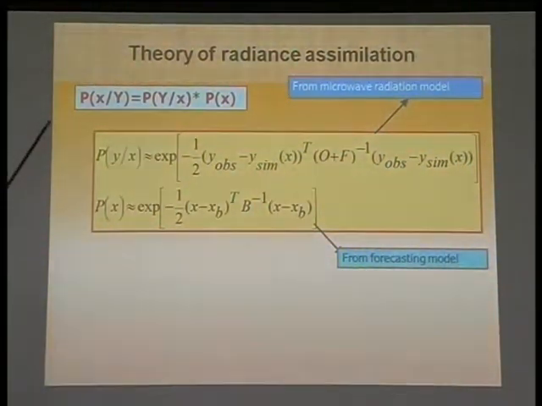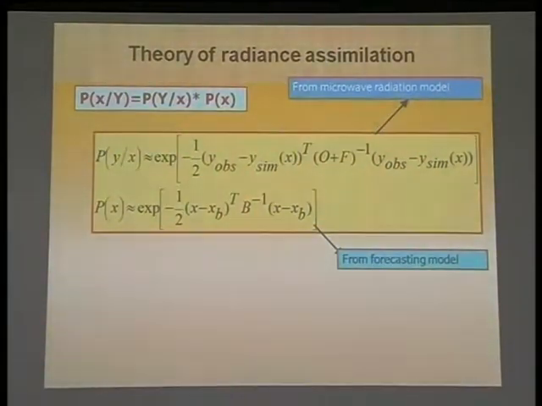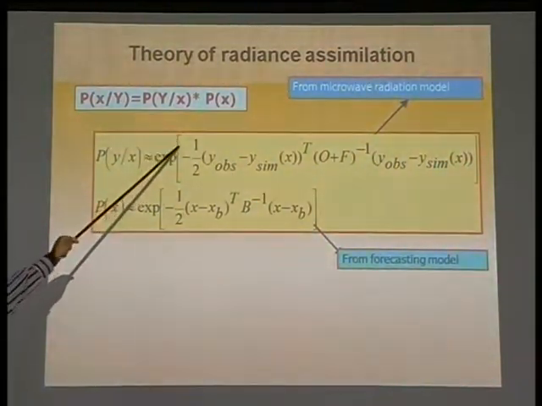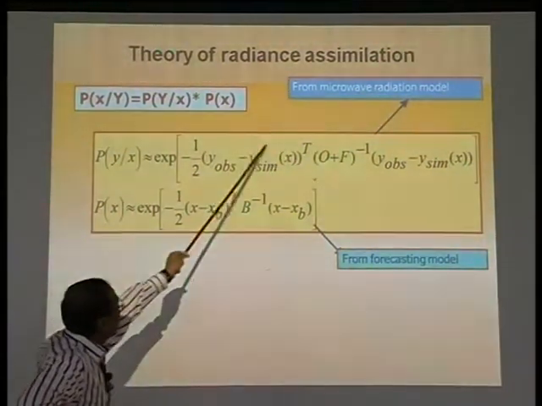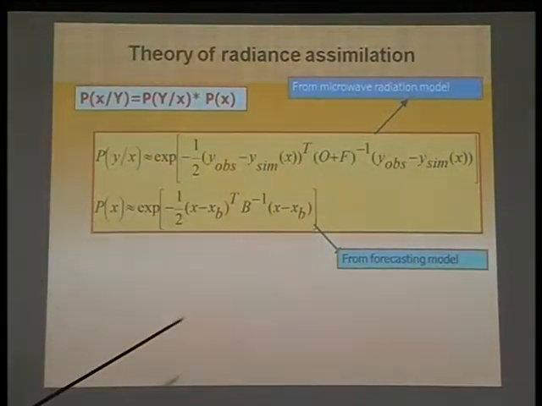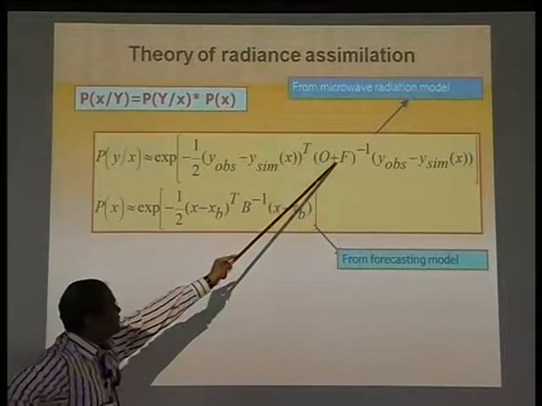This is called the PPDF, or the posterior probability density function. The posterior probability density function can be written as exponent minus of this. This is some sort of a least square. Now the critical thing is that you account for the observational error as well as the forward model error.